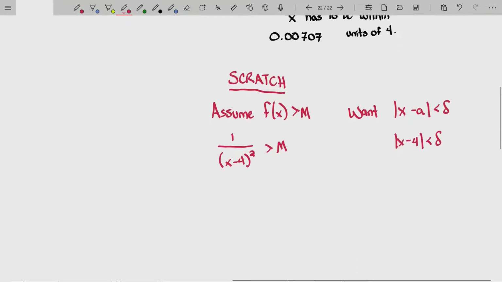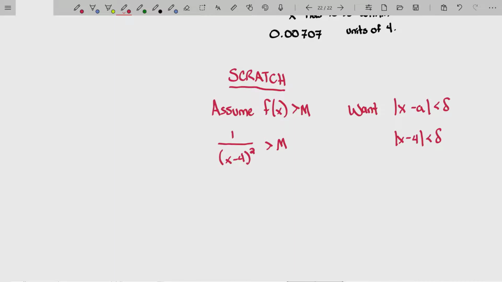All right. So let's see, how am I going to get the absolute value of x minus 4? We've done it so many times that you might have forgotten, but let's just do it again. Take the reciprocal of our assumed state. We've assumed that our function is greater than m. Let's take the reciprocal of both sides. And that will show us that the x minus 4 quantity squared is now less than 1 over m. And we'll take the square root of both sides. Remember, the square root of a square is an absolute value. Less than 1 over the square root of m.